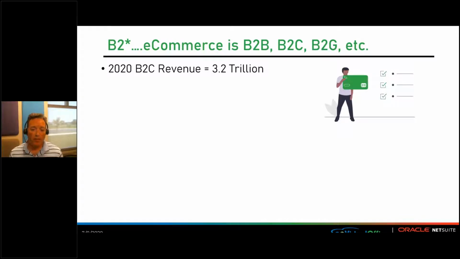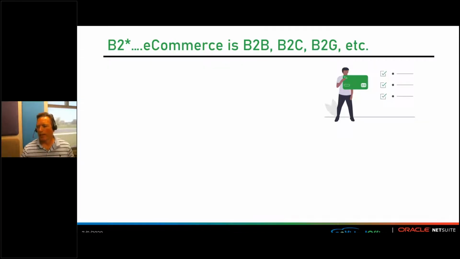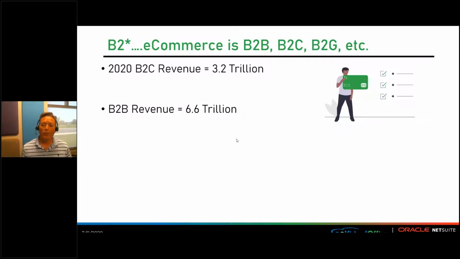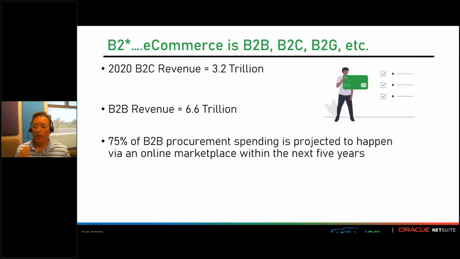Okay, a lot of people probably think, and ask yourself, here's a quick question, who has more, B2B or B2C? Okay, I'll answer the question right now. It's actually 6.6 trillion for B2B, okay? So there's a lot of zeros out there. There's a lot of dollars sitting out there. And then 75% of B2B procurement spending is projected to happen online in the next 5 years. 75%. That's a lot of money, okay?